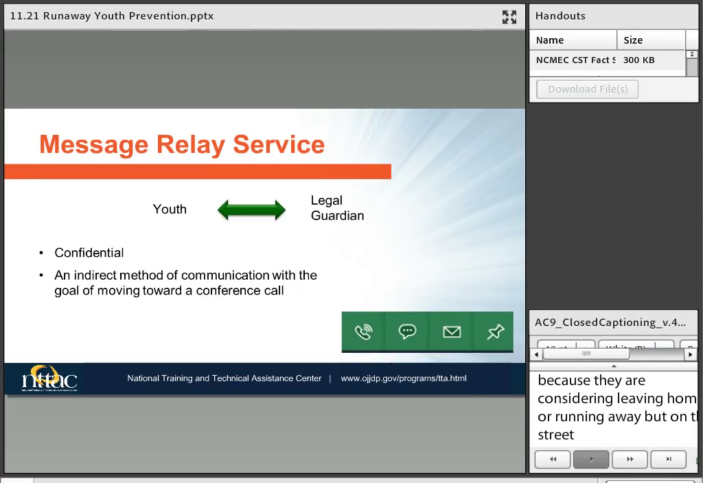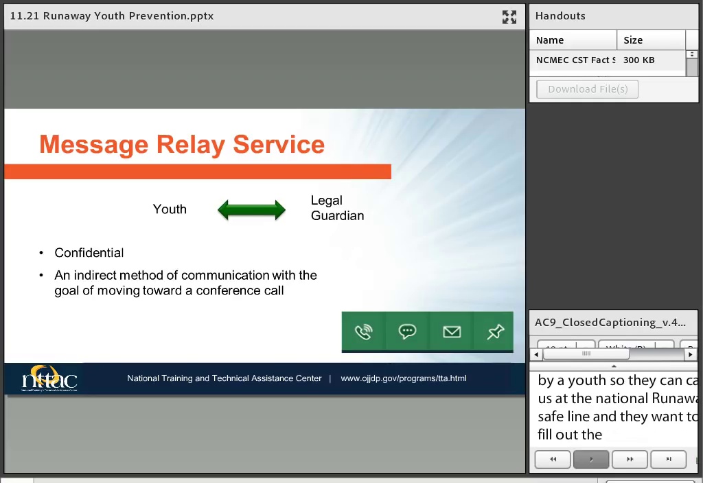We also offer, through the National Runaway Safeline, a message relay service. It helps provide a connection between a youth and their legal guardian. The relay has to be initiated by a youth, so they can call us to feel out the waters and see what options there may be for potentially returning home or making a link back with family members. They're able to leave a message with us that we then relay to a parent or guardian.